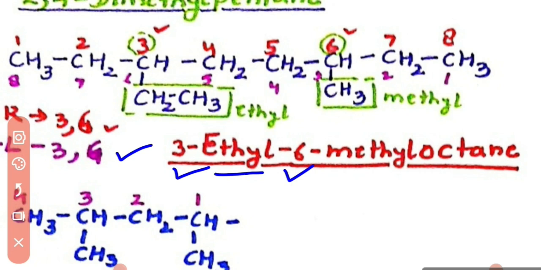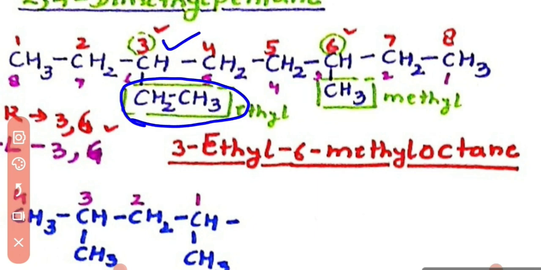So now you have to write down the name, and while writing the name, the number should be written first, then the name of the alkyl group, and this alkyl group is written in the form of a prefix. So the name of the compound will be 3-ethyl-6-methyl octane, because the principal chain contains 8 carbon atoms. Here one branch is methyl and another one is ethyl, and E comes first alphabetically as compared to methyl.